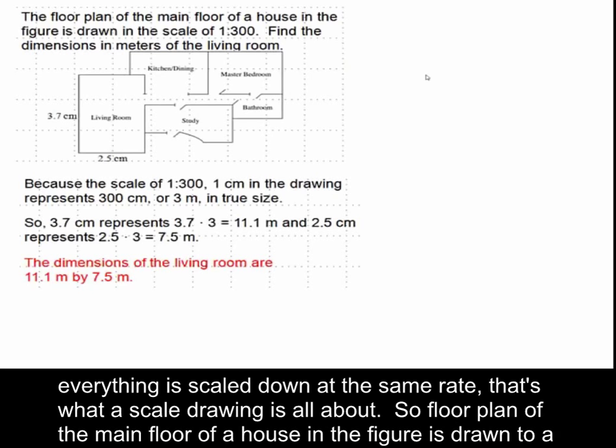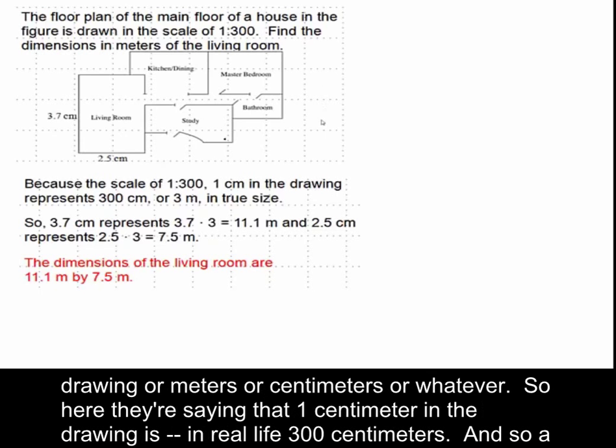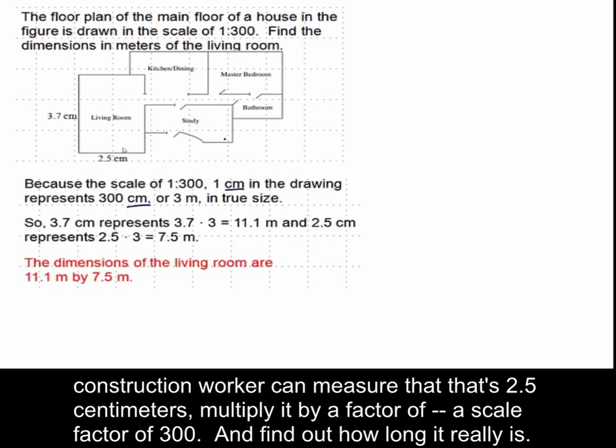So, the floor plan of the main floor of a house, and the figure is drawn to a scale of 1 to 300. So that means 300 feet in real life is equal to 1 foot on the drawing, or inches: 300 inches in real life is equal to 1 inch on the drawing, or meters or centimeters or whatever. So here they're saying that 1 centimeter in the drawing is 300 centimeters in real life, and so a construction worker can measure that it's 2.5 centimeters, multiply it by a scale factor of 300, and find out how long it really is.